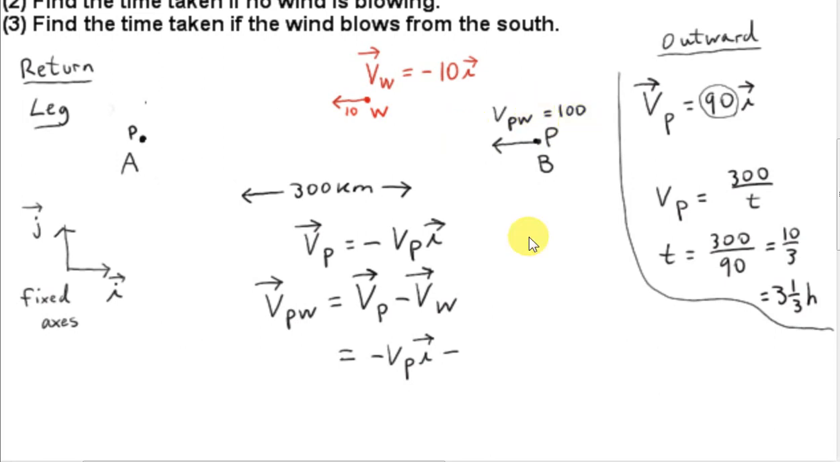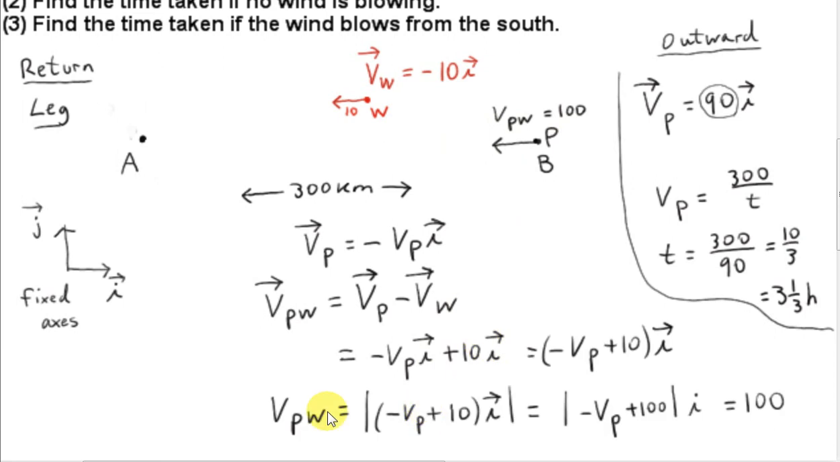So we just add 10 onto 100. Let's see this from the formula. Vw is minus 10i, so we've minus minus 10i, that's plus 10i. Okay, we know that the speed of the plane relative to the wind is 100. This is the magnitude of a vector, it's always positive. So to get the magnitude of this vector, we could square the i component and add on 0 squared, then take the square root, or we could just get the magnitude of what's in front of i.